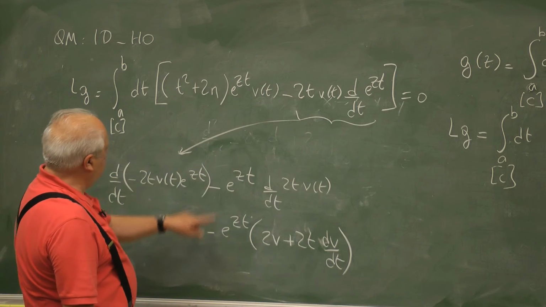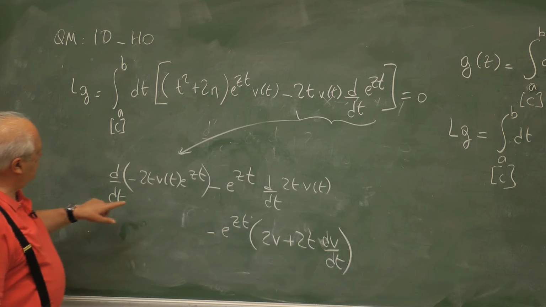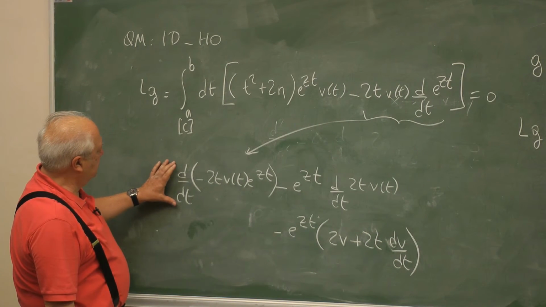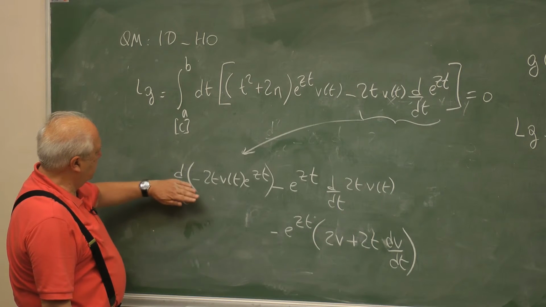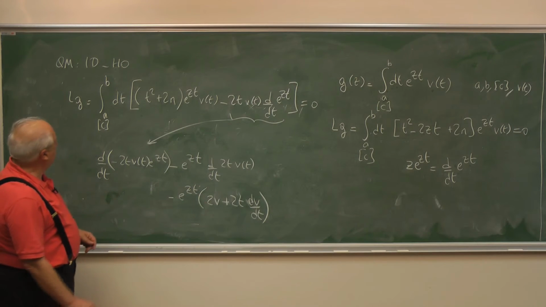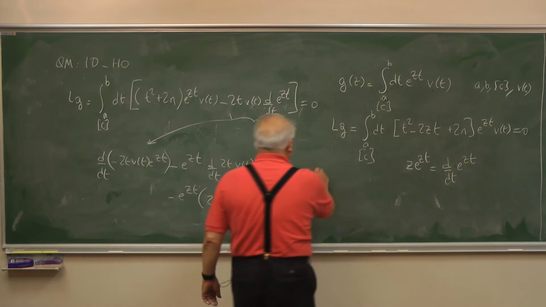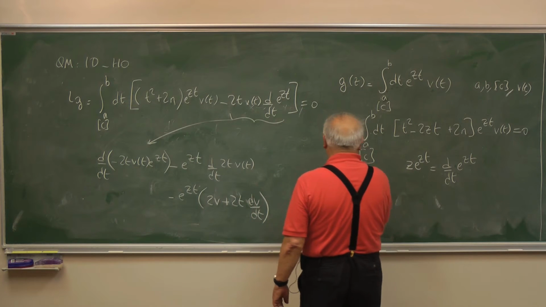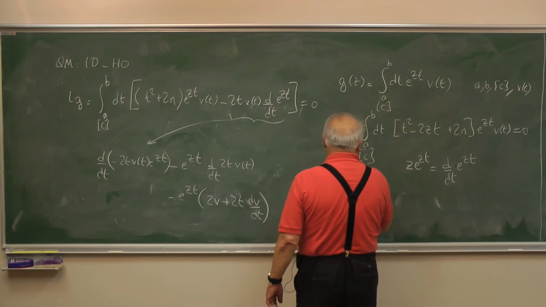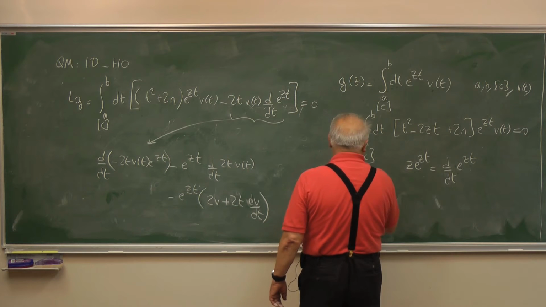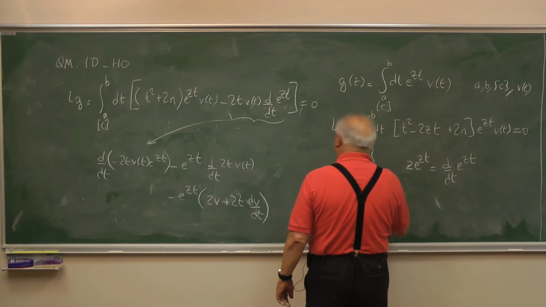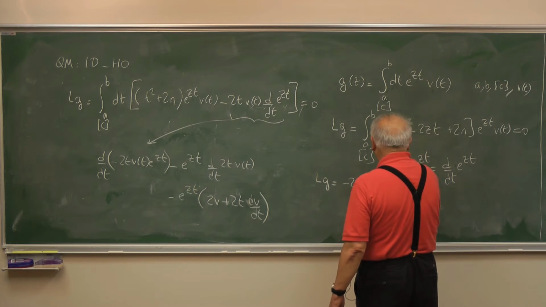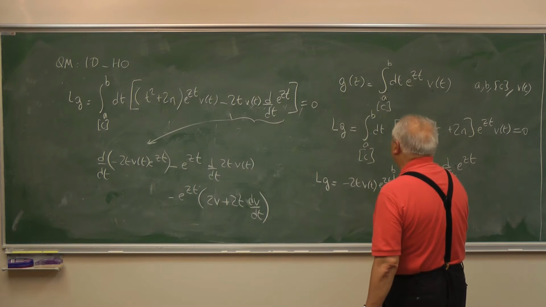So if I put that in, this part can be integrated immediately. Let me write this part here. Lg is minus 2t v(t) e^{zt}, just the surface terms, evaluated at the endpoints. It does not depend on the path anymore, just these two.